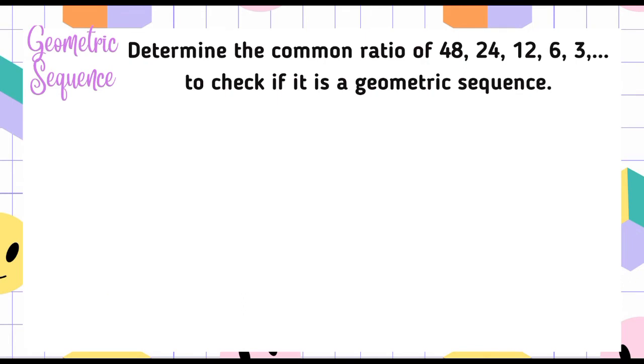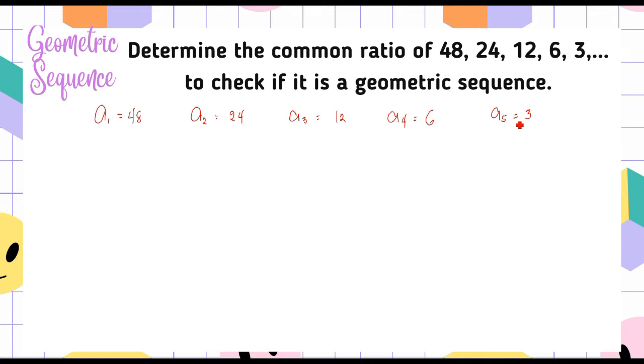So, let us have another example. Let us determine the common ratio of 48, 24, 12, 6, and 3 to check if it is a geometric sequence. So, ang magiging a sub 1 natin is equal to 48. Ang a sub 2 is equal to 24. Ang a sub 3 is equal to 12. A sub 4 is equal to 6. And a sub 5 is equal to 3. So, ang gagawin natin ay i-check natin kung siya po ba ay geometric sequence.